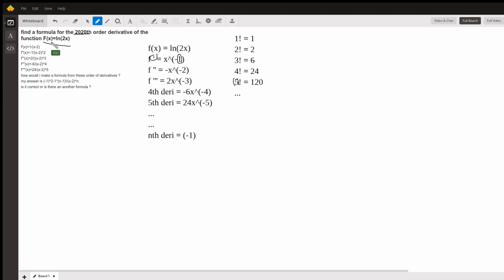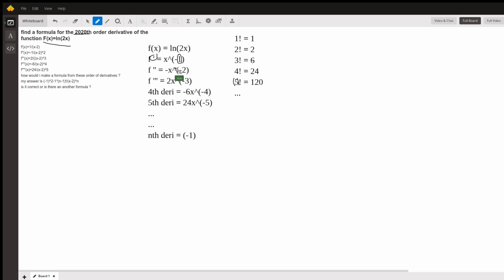Hello. In order to figure out the 2020th order derivative, well, that's an interesting number, of the function f of x equals natural log of 2x, it would be better if you took a few derivatives and then made a generalizing pattern in order to figure out the 2020th derivative. Notice that the original function f of x is equal to the natural log of 2x.